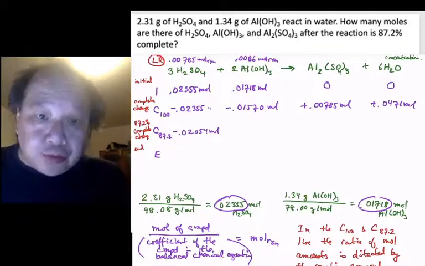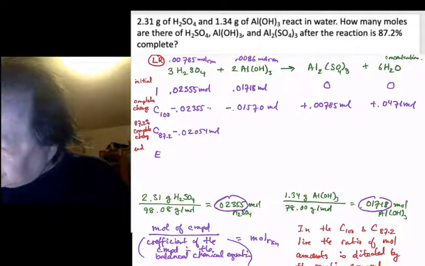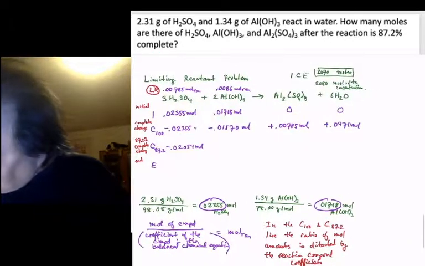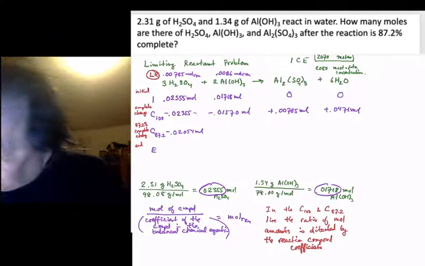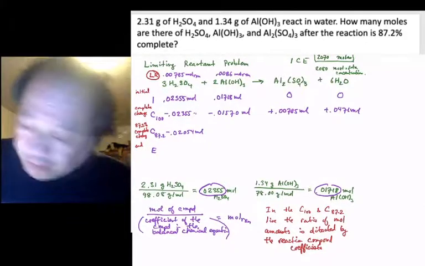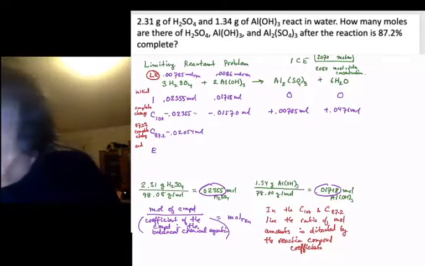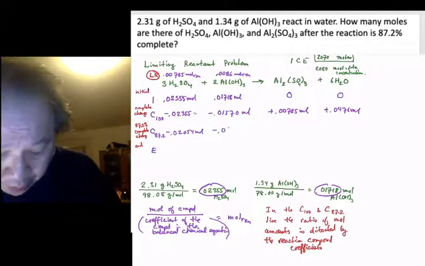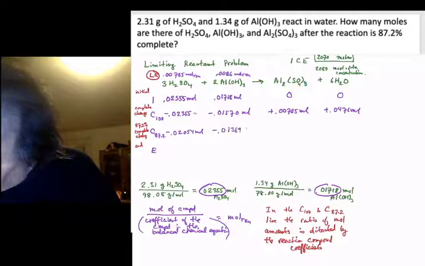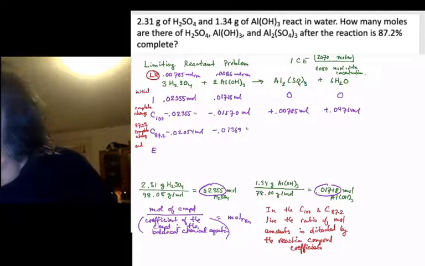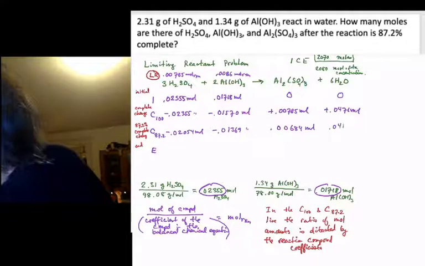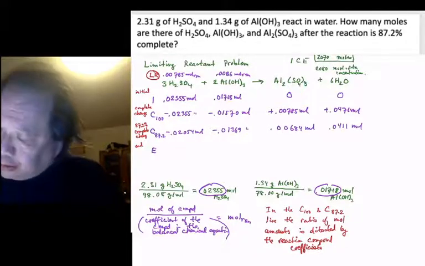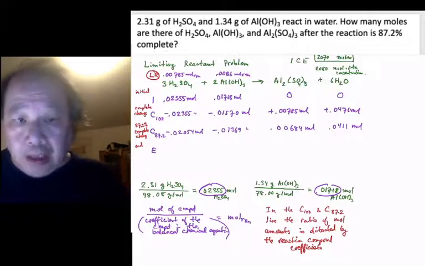And C87.2 will be exactly 87.2% of the C100 lines, so it's going to be minus 0.01369 moles. 87.2% of this is 0.00684 moles and 0.0411 moles.